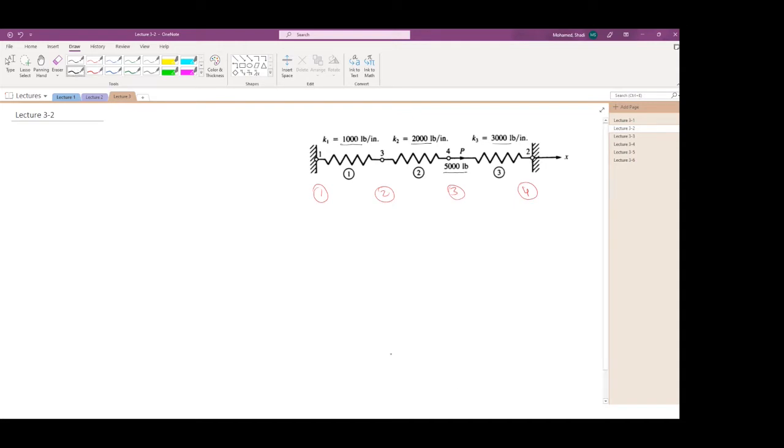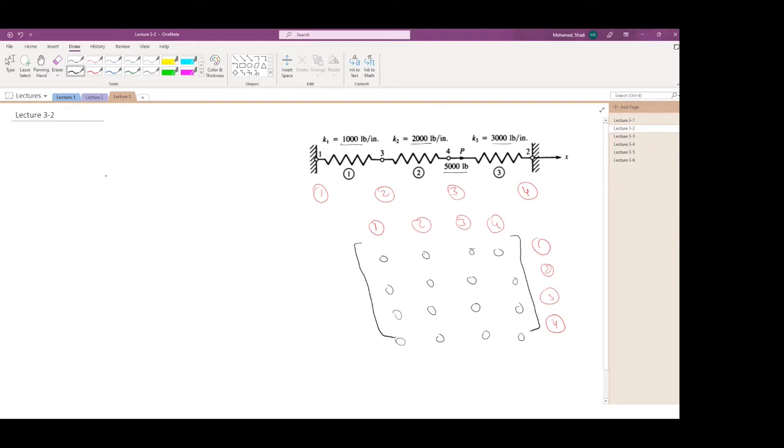Just like I did in the past, I'm going to create a big system. The big system is composed of 4 rows and 4 columns, so it is 1, 2, 3, and 4 by 1, 2, 3, and 4. Now this system is filled with zeros. I'm going to write the stiffness matrix for each one of these elements.